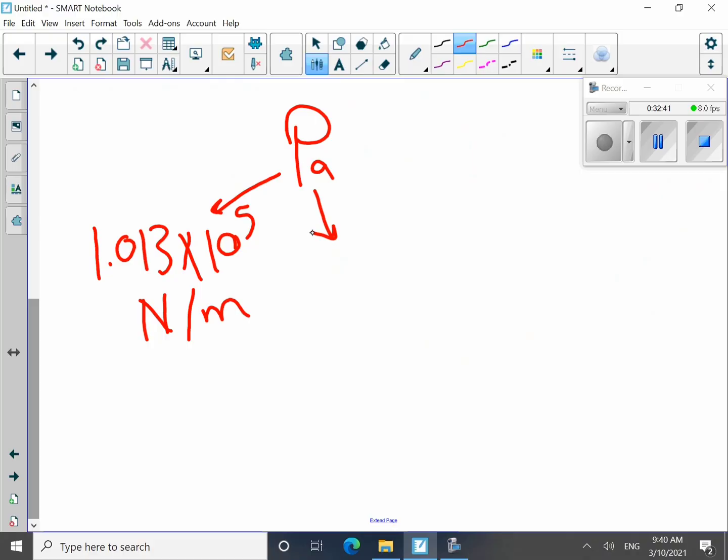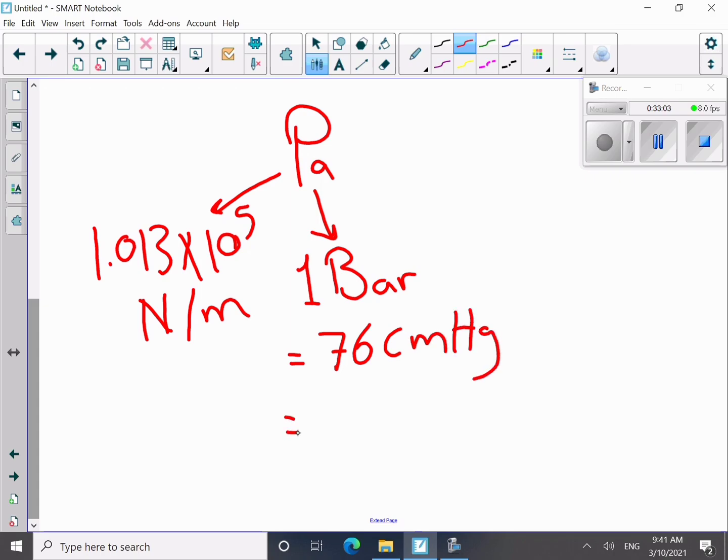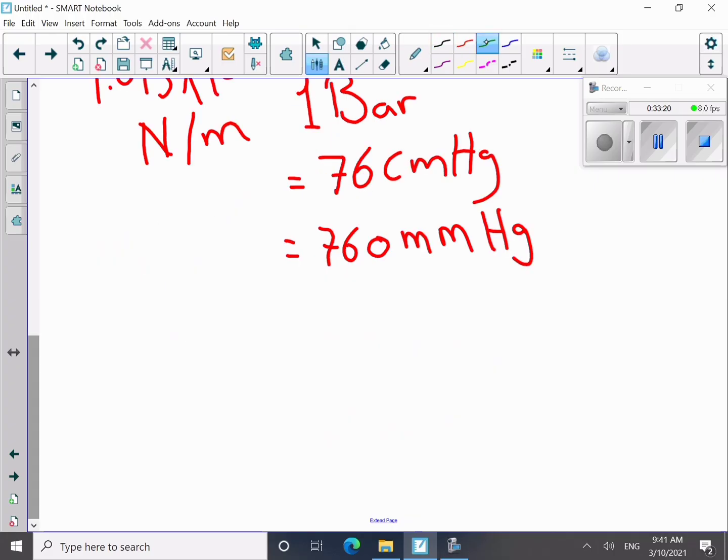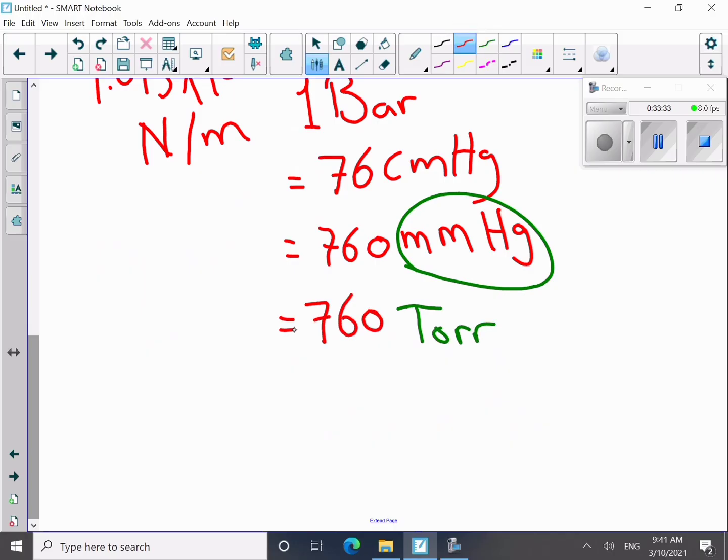However, the atmospheric air pressure will be considered as 1 bar, which is equal 76 centimeter Hg, or 760 millimeter Hg. The value of millimeter Hg can be replaced by the word torr, referring to Torselian, who is a scientist who discovered, or he made a metric parameter. Okay?